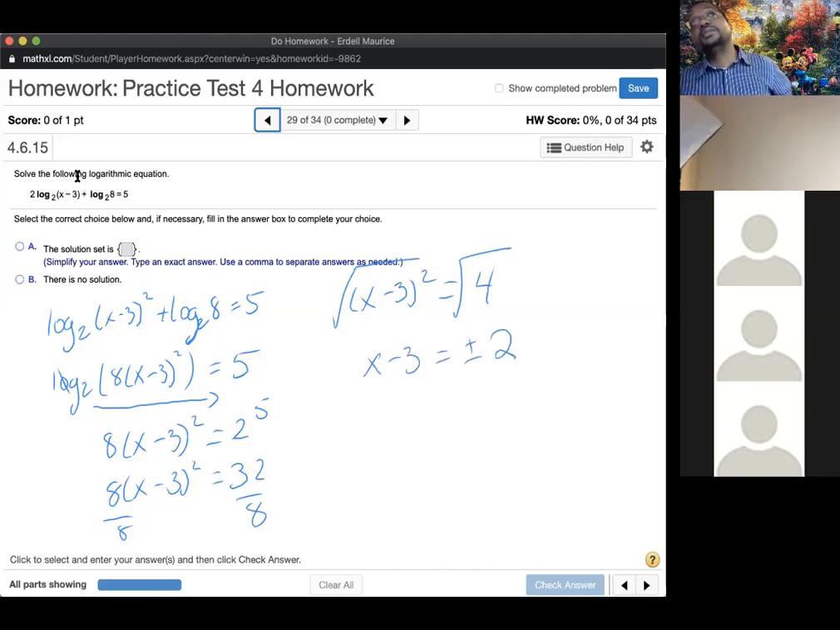A lot of people forget to put that plus or minus, although it might not actually hurt you in the long run. We shall see. And of course, I then add 3 to both sides. So x is equal to 3 plus or minus 2. 3 plus 2 is 5. 3 minus 2 is 1. Are both of these answers correct? Only 5. The 1 does not work. 1 minus 3 is negative 2. So the answer is 5 only.